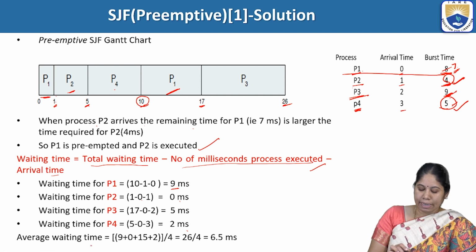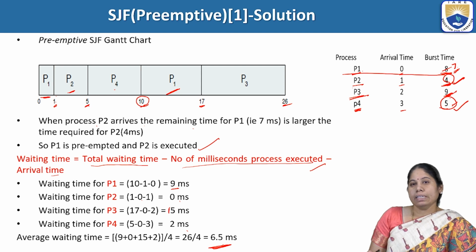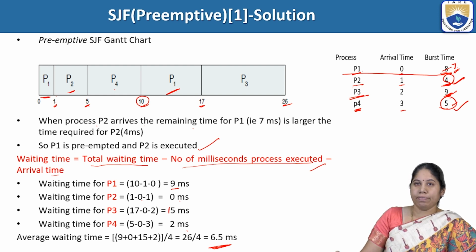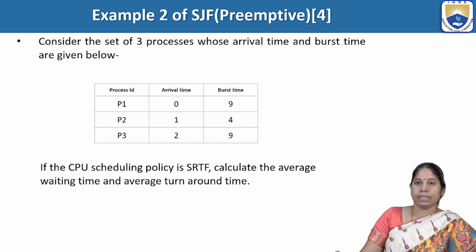So the average waiting time equals 9 plus 0 plus 15 plus 2, divided by 4. That is 26 by 4, which equals 6.5 milliseconds. Right? This is the way to calculate the average waiting time for the SJF scheduling algorithm.